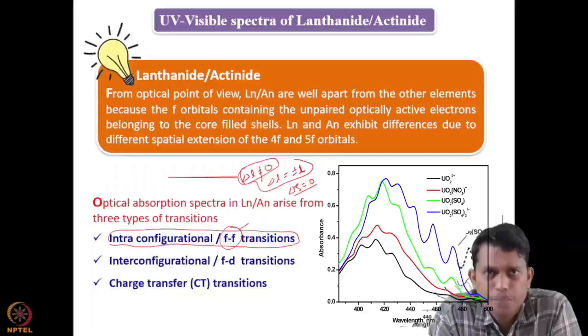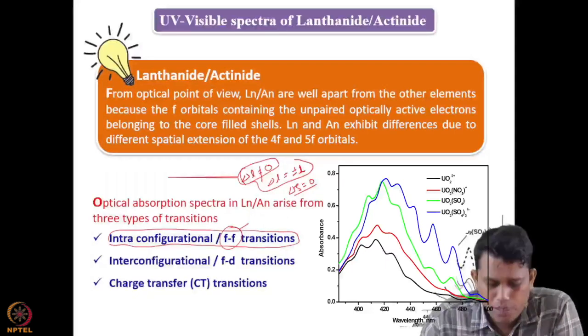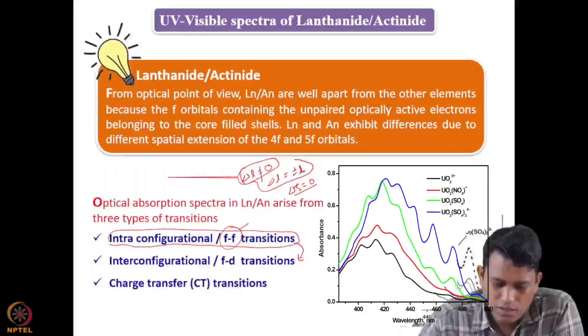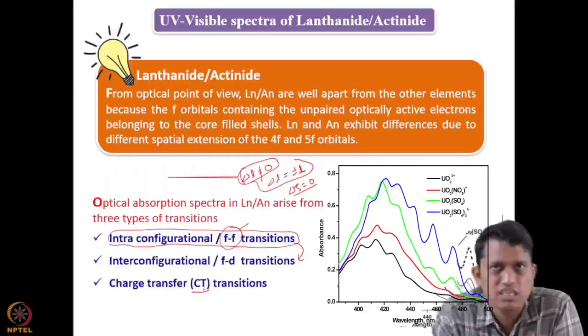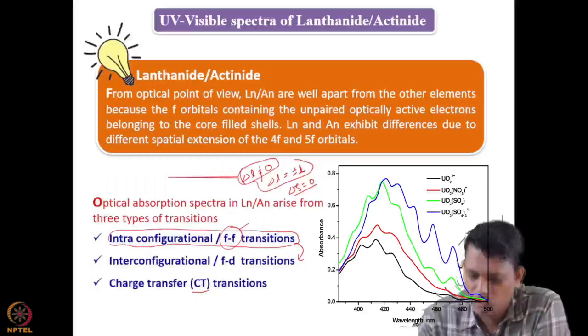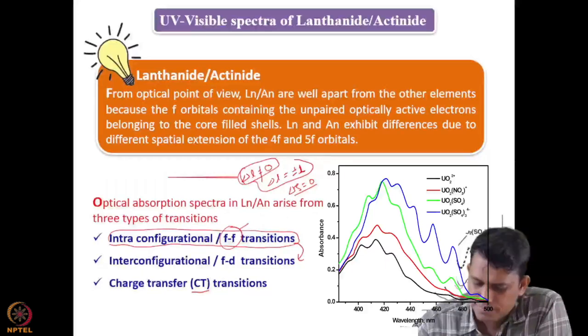We'll see why. And then intra-configuration transitions, here compared to this transition, it is more favorable because it is Laporte allowed. And the third one is charge transfer. We'll see in what kind of actinides we'll get this kind of transition. And here I've just shown you some transitions of uranium that we are getting.